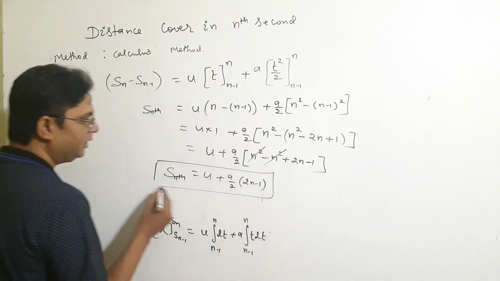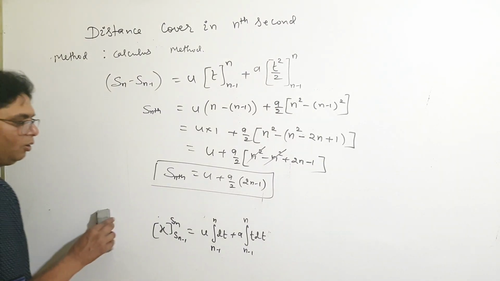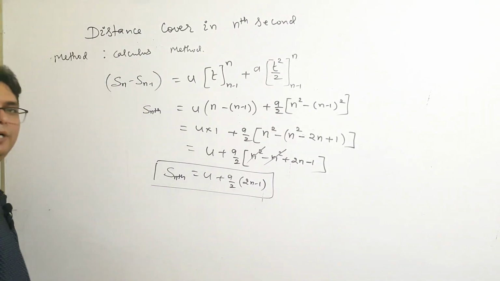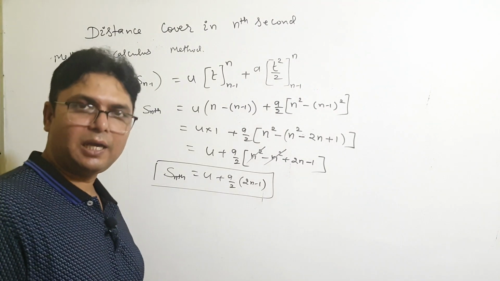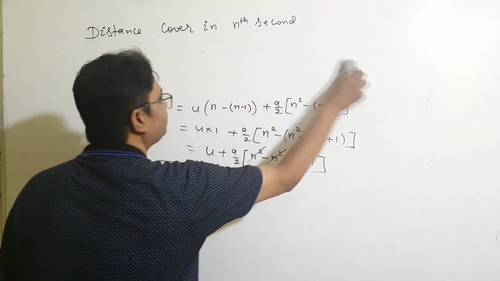So thus you have seen the formula for S nth by three methods known as the algebraic method, graphical method and calculus method. Let us see numericals based on this.